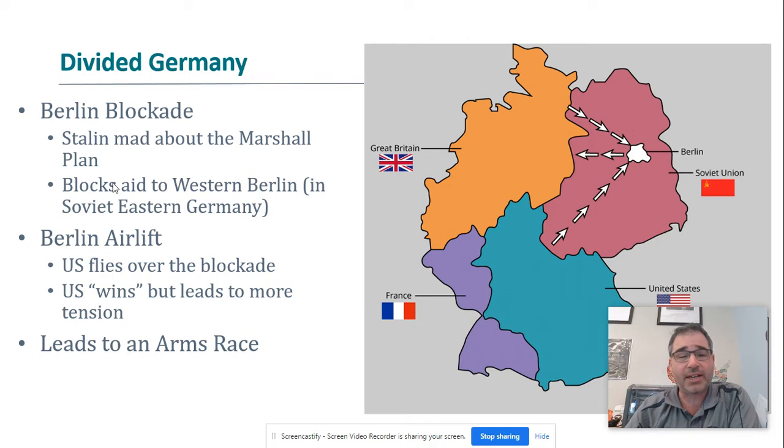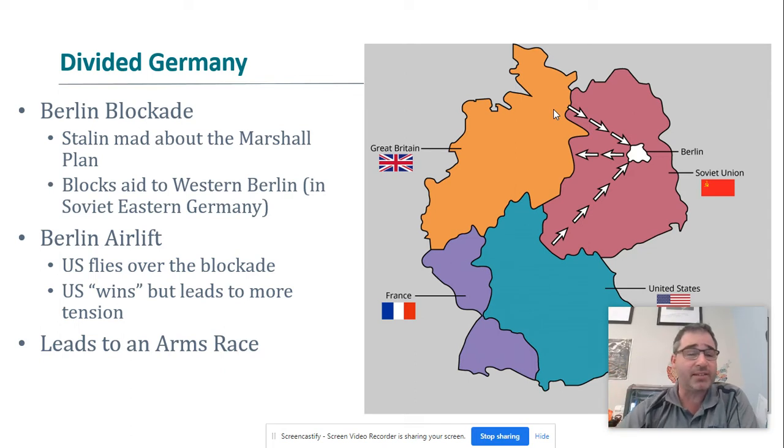So they come up with a technological solution to get around the blockade. They fly over the blockade. That way, if the Soviet Union decides to shoot at American ships, they have started the war. The United States is not the aggressor. So the United States and France and Britain use their airplanes to fly over the blockade, drop supplies into West Berlin, and then fly back out to their territory.